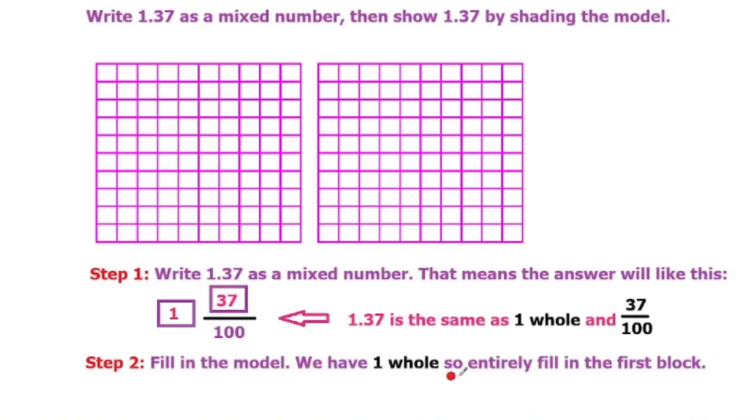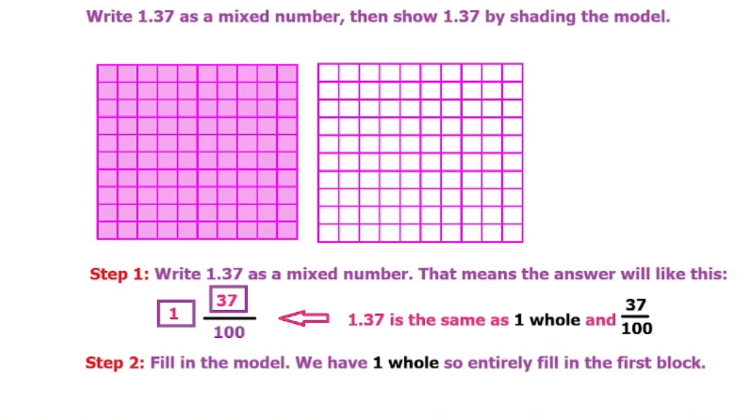We have 1 whole, so entirely fill in the first block, right? So we have 1 whole. This will fill in this whole block. So let's do that. That's it filled in.